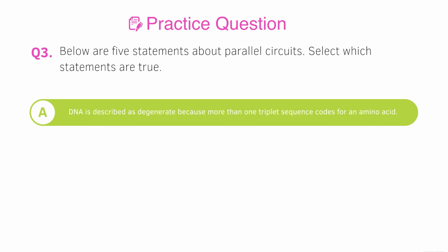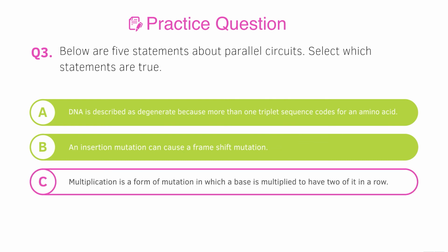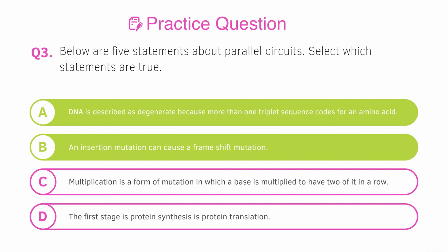Okay, so first of all, this first statement is very true because we have already discussed that more than one triplet sequence of bases may code for the same amino acid, as we saw with the arginine on a previous slide. Statement B, an insertion mutation can cause a frame shift mutation. Yes, yes, yes, because remember, our DNA sequence is read as triplets. Multiplication is a form of mutation in which a base is multiplied to have 2 of it in a row. Never heard of that. Sounds like a good idea, but unfortunately it doesn't happen in our body yet.